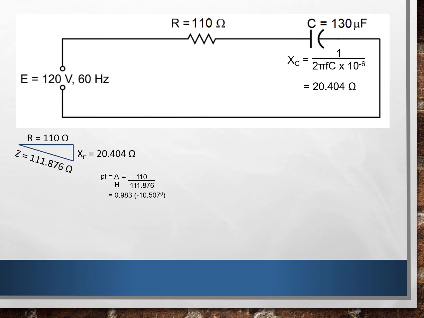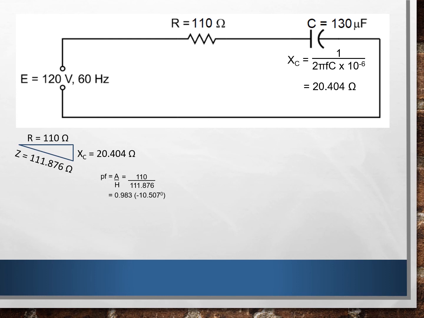To start solving this circuit, I had to find out what my capacitive reactance is going to be. Therefore, I'm going to take my formula, XC is equal to 1 over 2 pi FC times 10 to the negative 6, so I don't have to convert it from microfarads, and I get a total capacitive reactance of 20.404. Now I have enough information to build my impedance triangle. With my resistance being 110 ohms, my capacitive reactance being 20.404 ohms, my total impedance for my circuit is 111.876 ohms.